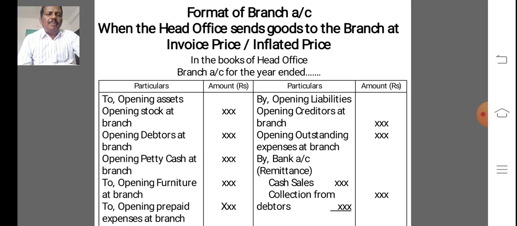And come to the debit side, credit side, by bank account. If any remittances, with the remittance, cash sales are collected from debtors. With the remittance made by the branch to the head office, out of collections from debtors, cash sales and other receipts.